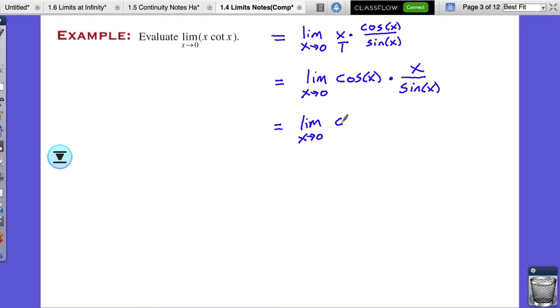I'm good with the cosine. I can plug in 0 for cosine. But I don't know this one right here, x over sine x, but it's very, very close to being sine x over x, yes? It is a different equation, but I can rewrite that using this little trick right here. I'm going to rewrite x over sine x as 1 divided by sine of x over x.